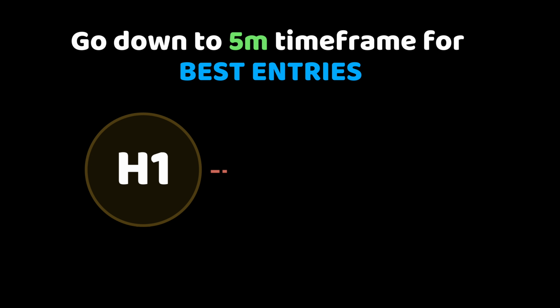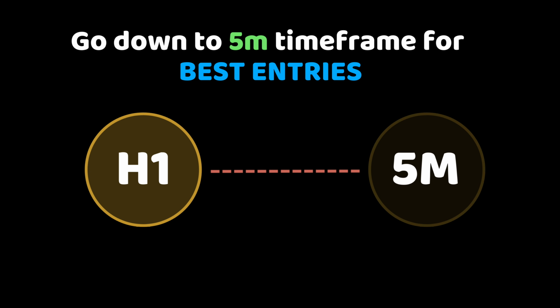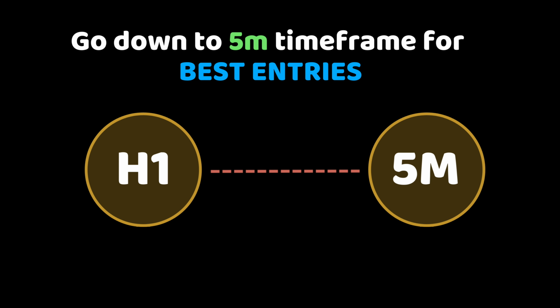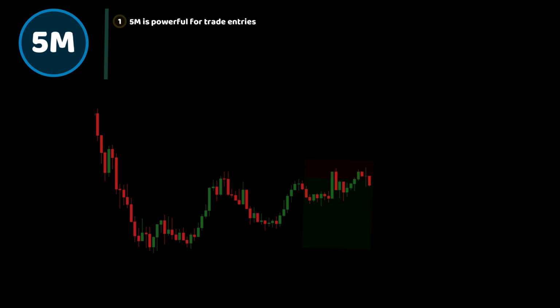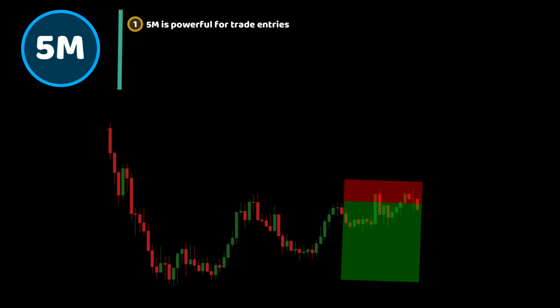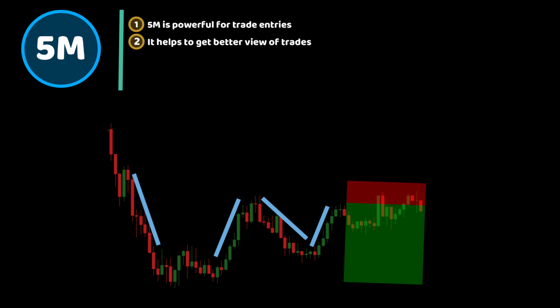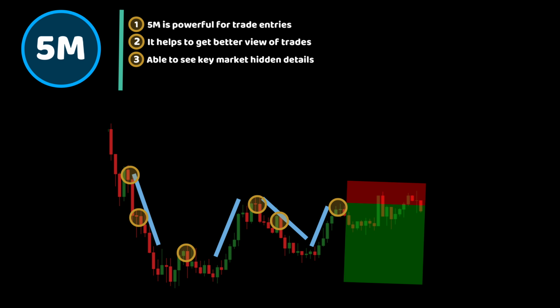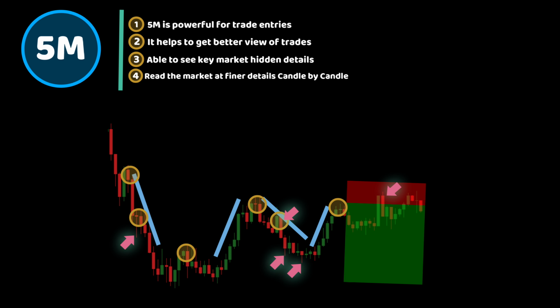Then if you do find your potential trades here, then head down to 5 minutes time frame. 5 minutes time frame is very powerful for your trade entries because it will help you get a better view of the trade setup you found in 1 hour time frame, because you get to see the hidden small key details which will help you know if it's the right area and time for you to enter a trade or not. You also see the market struggles here candle by candle, which is powerful, and this will help you have a little bit of a calculated stop loss on your trade.